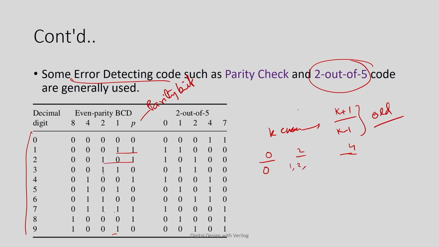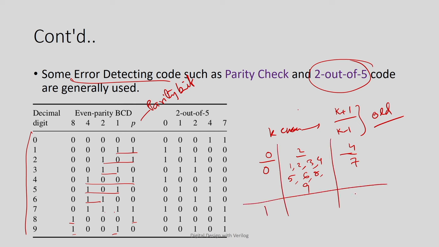So 1, 2, 3, 4, 5, 6, also 8 and 9, and 7 is encoded with 4 ones. So there is 1 number here, 1 number here, and 8 numbers are here. So this is how I have encoded my digits here.